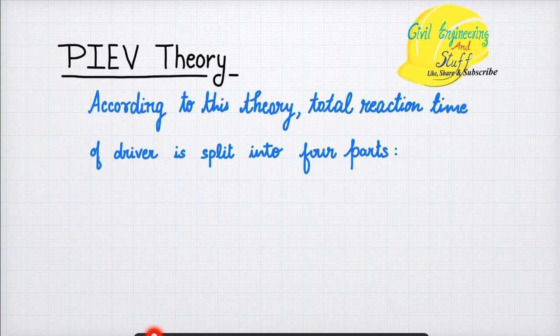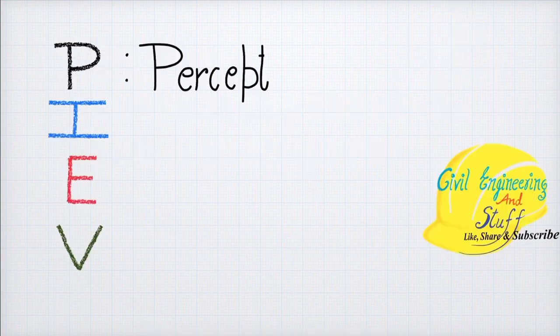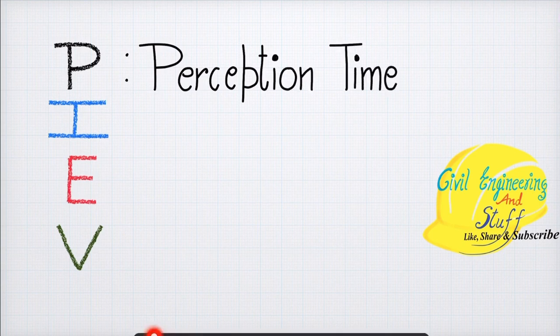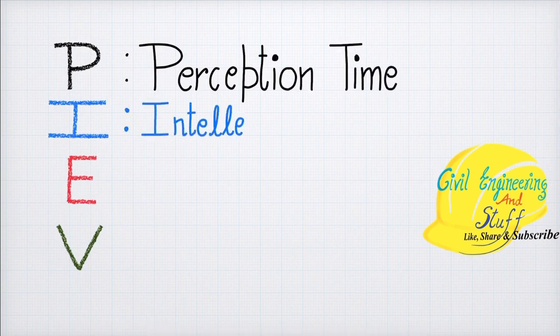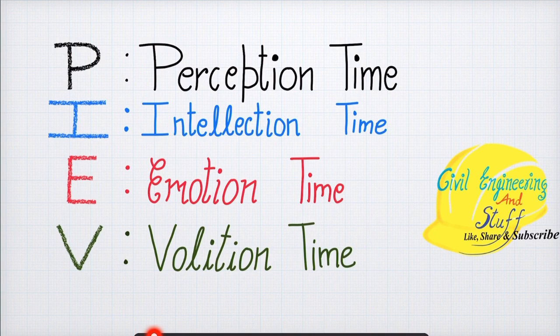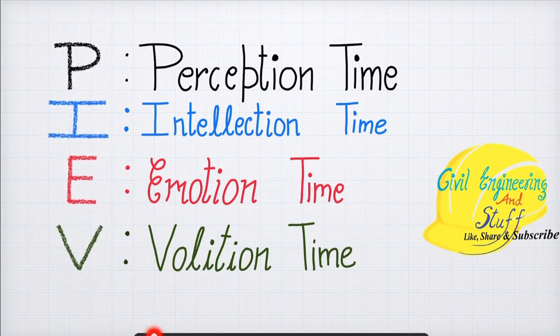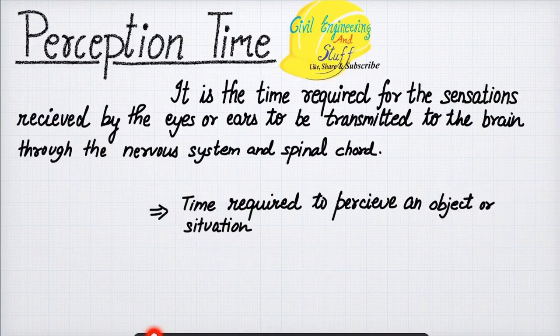So according to this theory, the total reaction time of a driver is split into four parts. P means perception time. I means intellection time, E means emotion time, and V means volition time, together forming the PIEV theory. Now let us understand what this perception time, intellection time, emotion time, and volition time is.